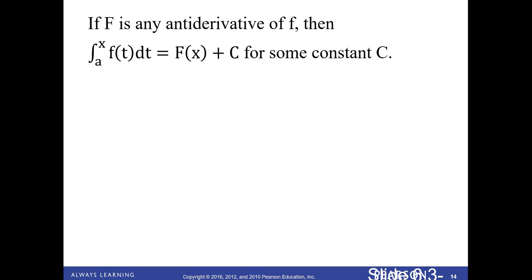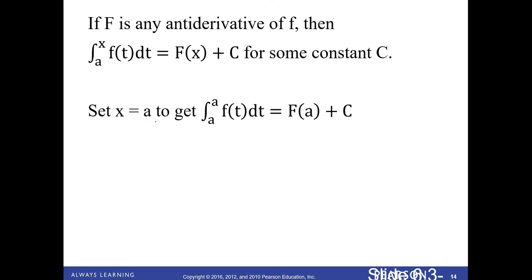Now I'm going to do a little bit of manipulation with this. Set x equal to a to get the integral from a to a of f of t dt equals the antiderivative at a plus some constant c. Now we learned in our rules that if I take the integral from a to a, that's simply 0. So 0 equals my antiderivative at a plus some constant. So what does the constant equal? The constant equals negative F of a.